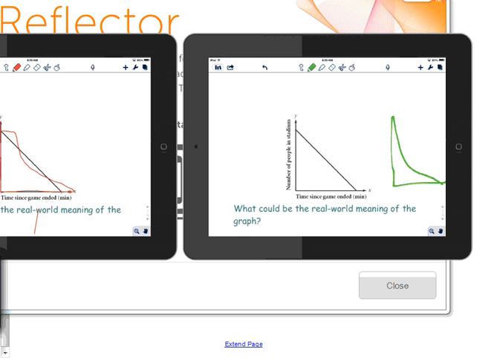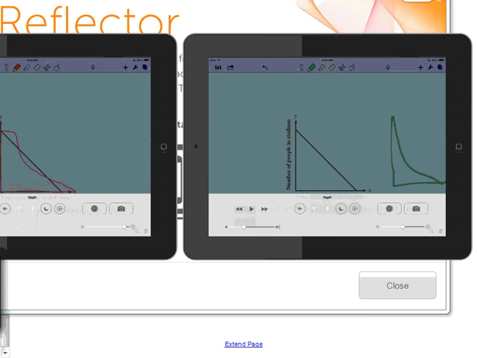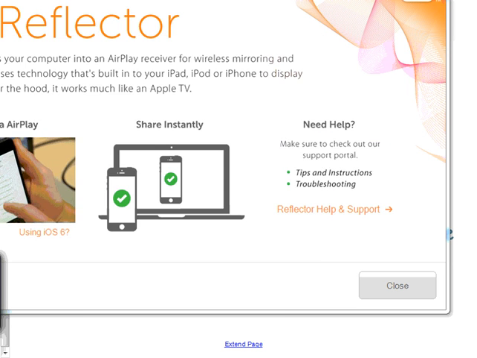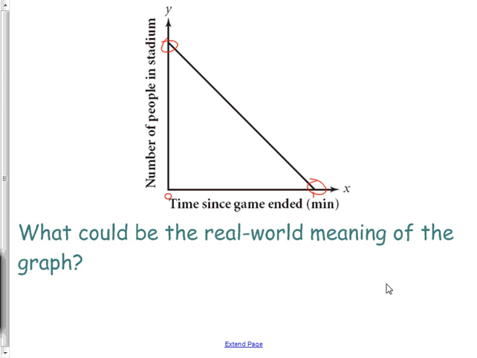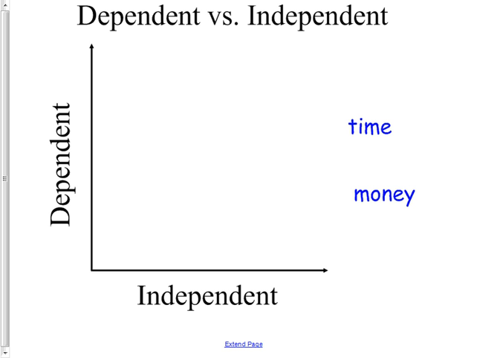Okay, you guys that are mirrored up there, unmirror yourself. Awesome. Now, let's go on to this one.